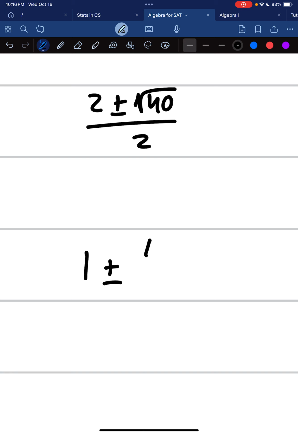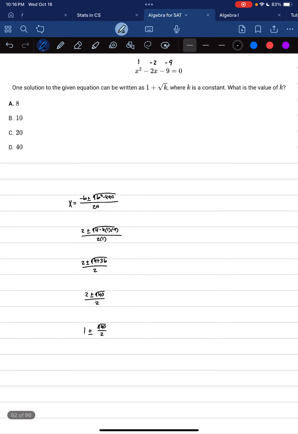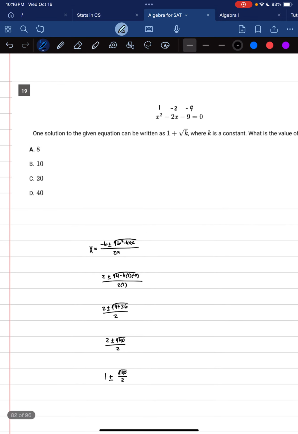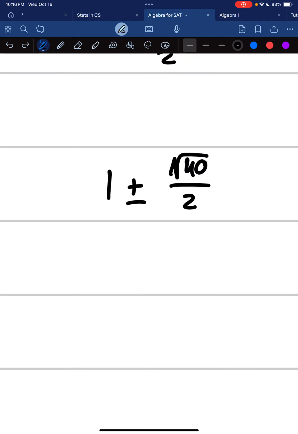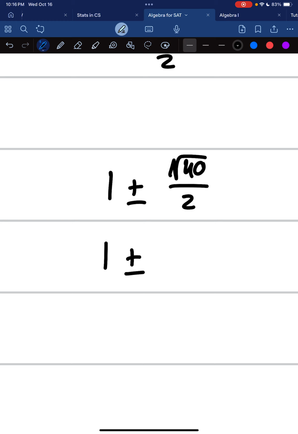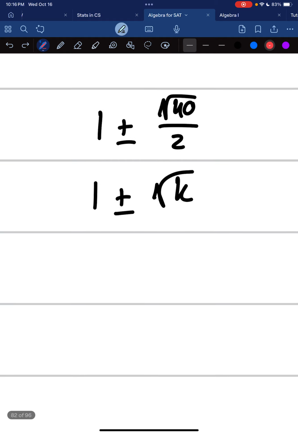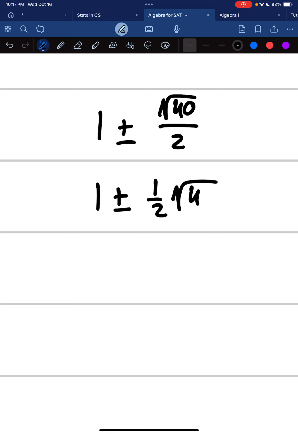Now, the thing is that they're not giving the answer choice in the form of this here. They're giving it to us as 1 plus or minus root k, right? So in other words, this term here needs to be just one square root. It can't be root 40 over 2. So we need to find out a way, how can we manipulate this into just one square root? So I'm going to rewrite root 40 over 2 as 1/2 root 40.